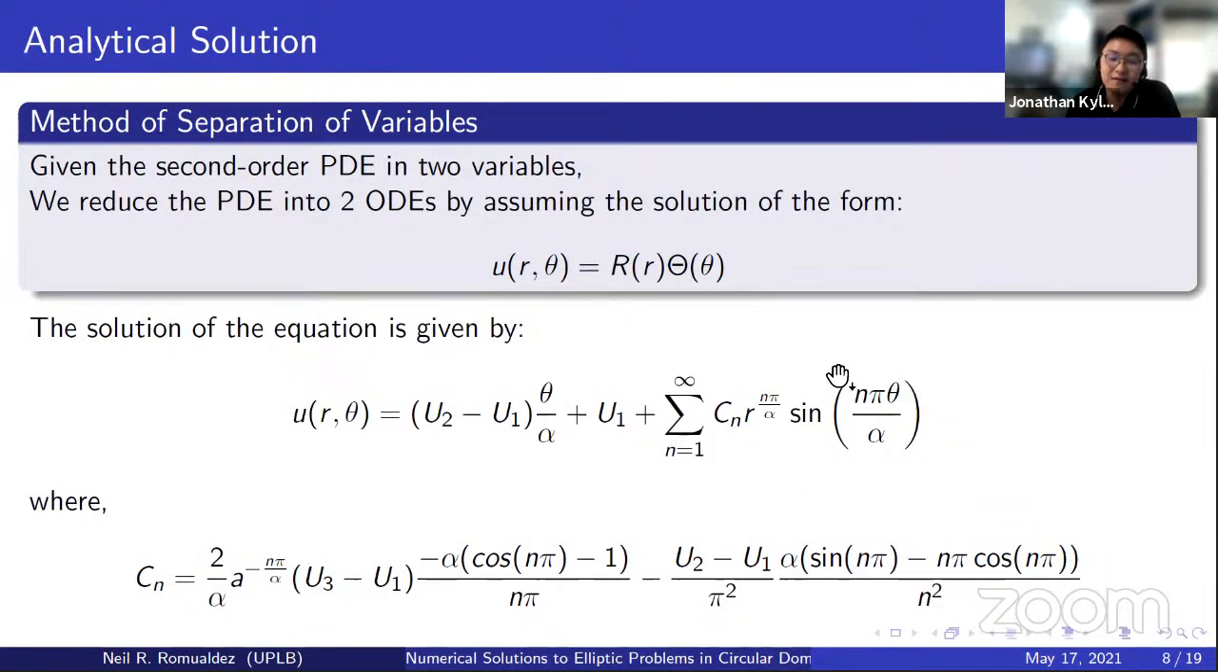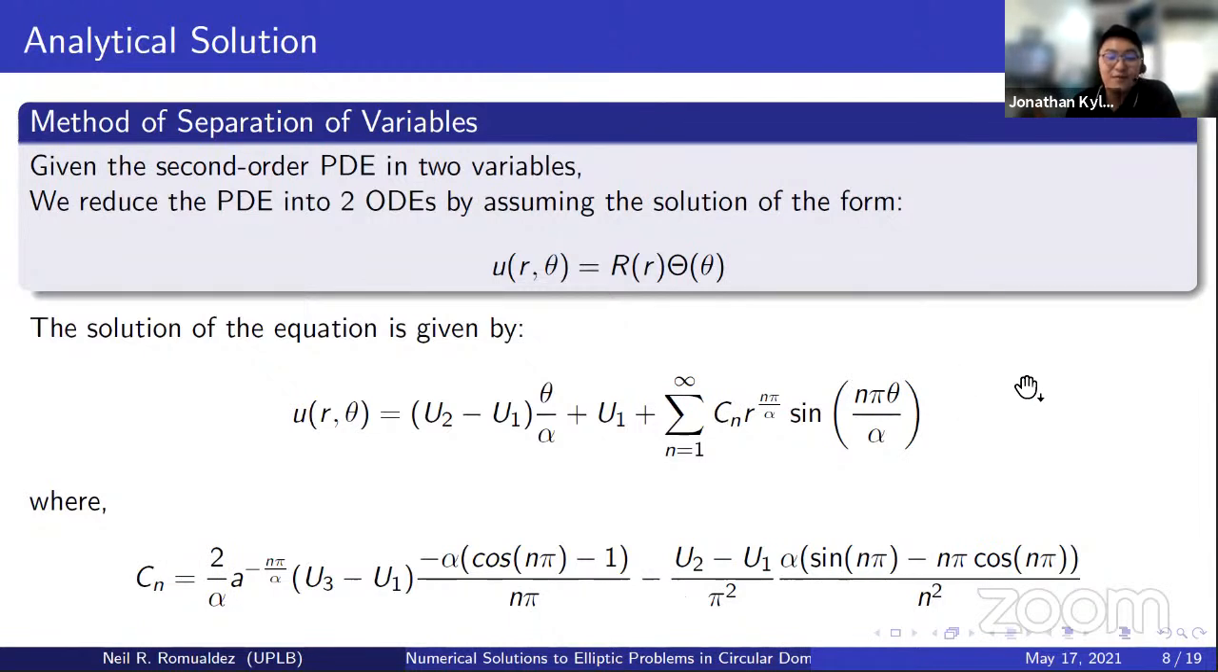Notice the infinite series here. In his paper, he states that this is the Fourier sine series, and Cn is as follows. So that's for his analytical solution.